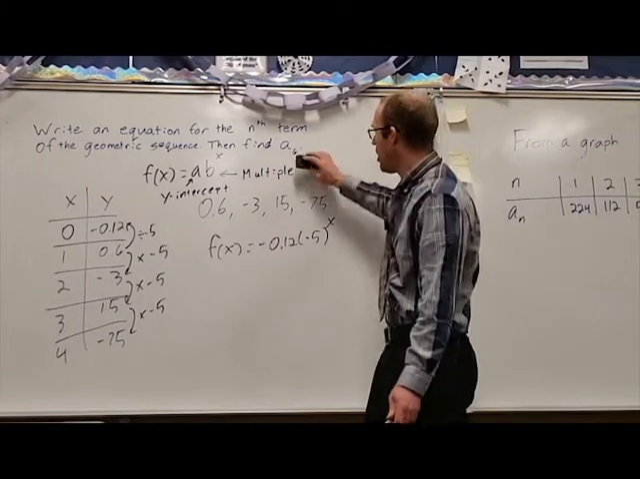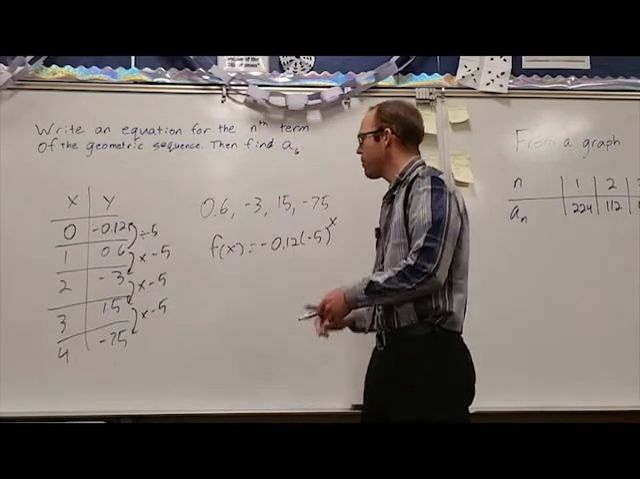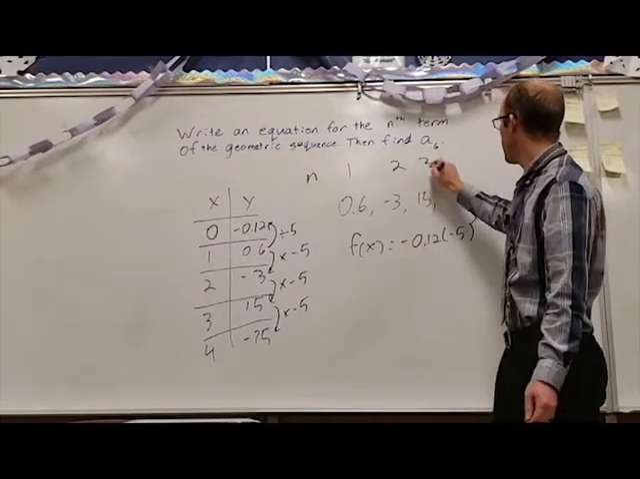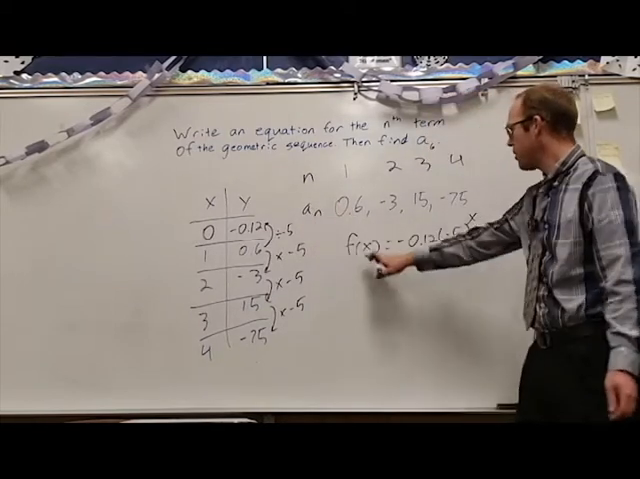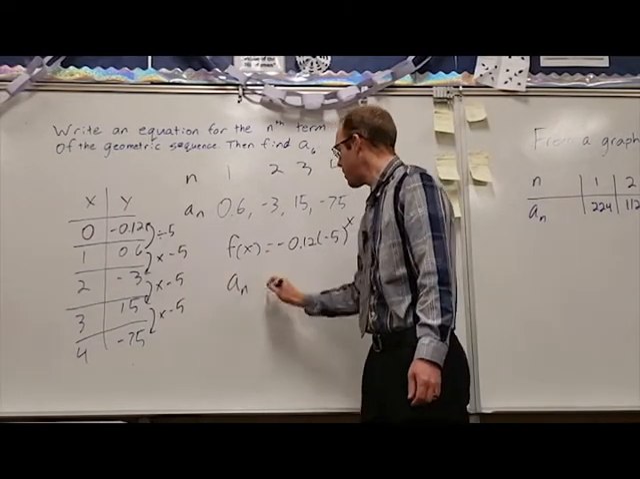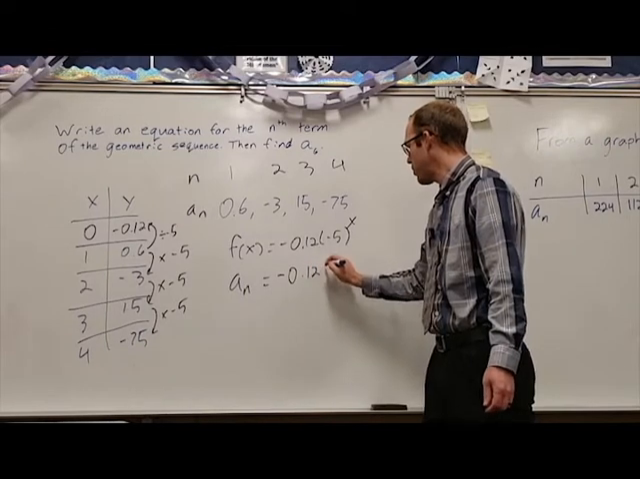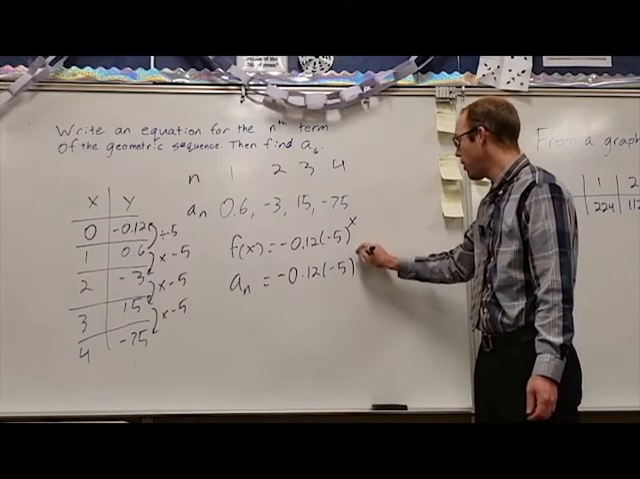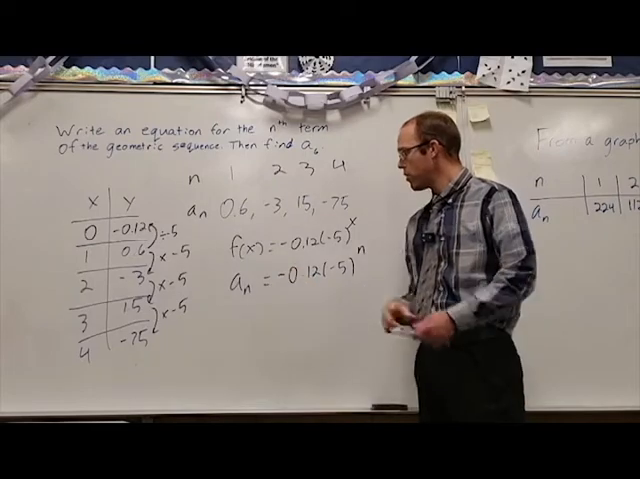Now, on our sequence, we've used a slightly different notation where we had our x value switched out for n, so that was 1, 2, 3, 4, and so forth. And our y value was switched out for a sub n. So this f of x, which is a y value, is switched out for a sub n. All the numbers, 0.12, -5, they all stay the same, but our x has been switched out for n. And that's the only change between the sequence notation and the function notation.